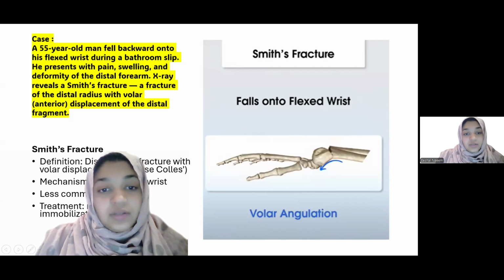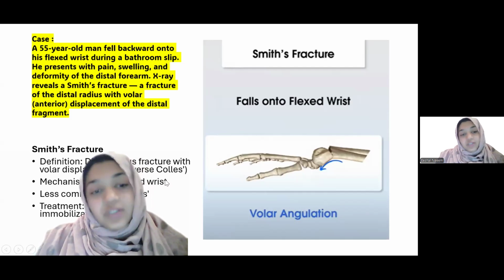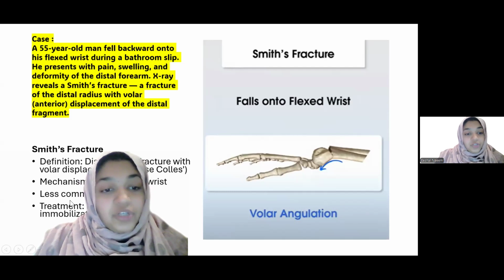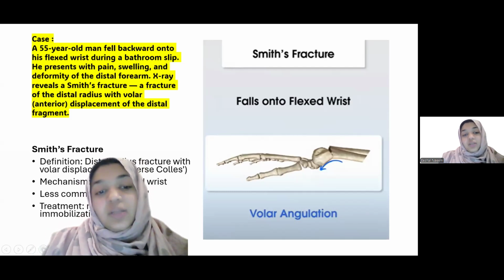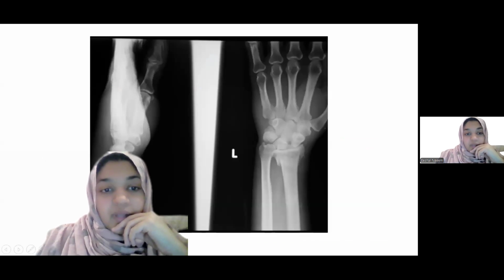So definition is distal radius fracture with volar displacement, reverse Colles. Mechanism, fall on flexed wrist. It's also called reverse Colles, right? Because now it's the opposite of Colles. Less common than Colles. Colles fracture is more common. How do you treat it? You treat it with reduction and immobilization or open reduction internal fixation. Here you can see the radius is volarly displaced, right?